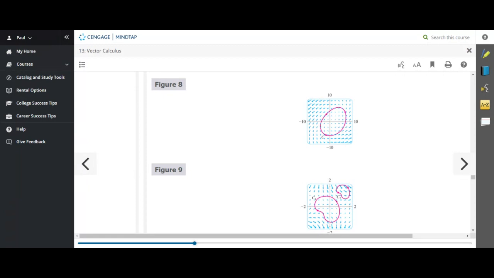So that would be an example of a vector field that is not conservative, because for a conservative vector field, the work would have to equal 0.